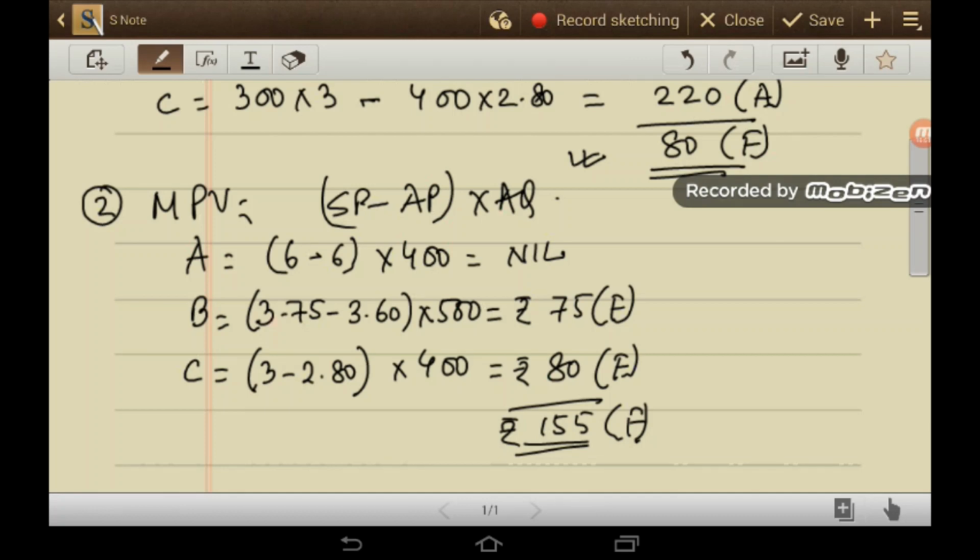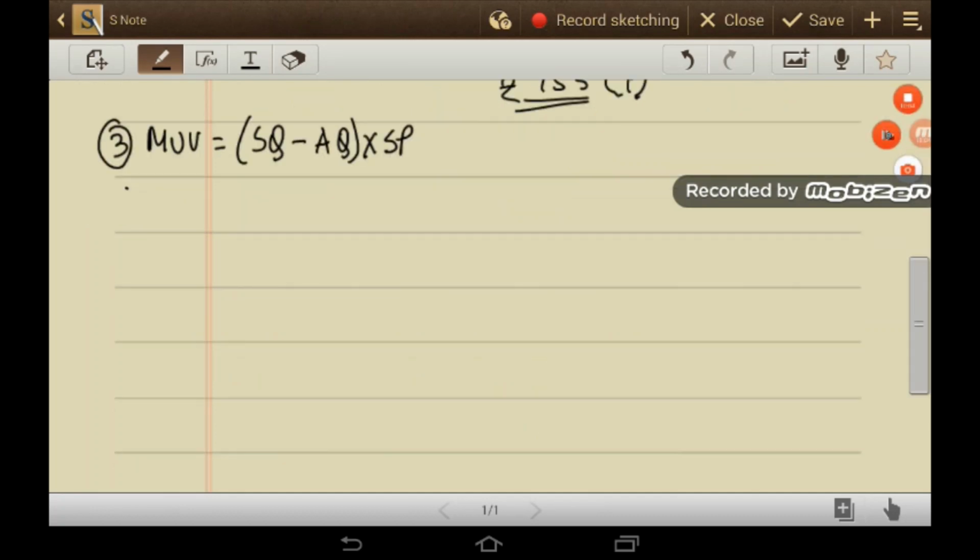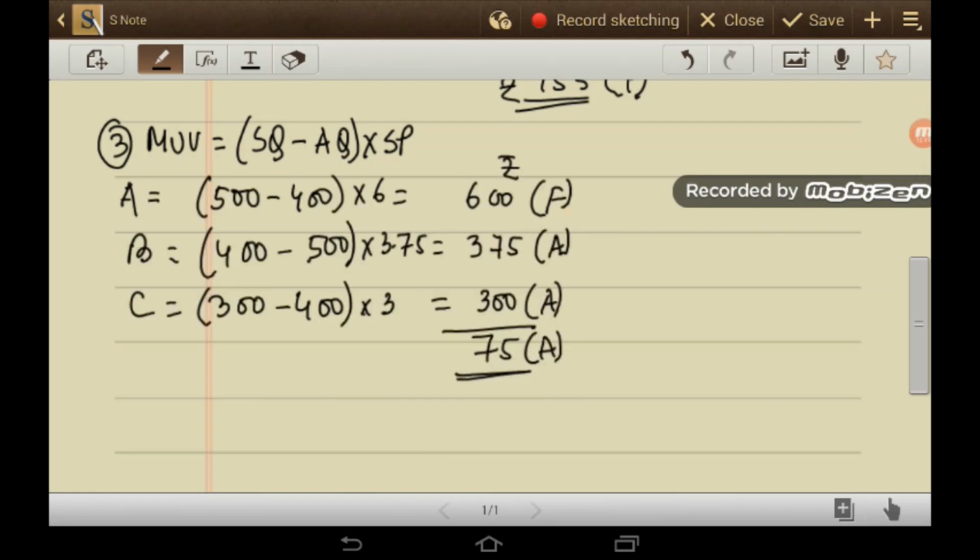The third is the material usage variance. Material usage variance is given by the formula SQ minus AQ into SP. So material usage variance for A is 600 rupees favorable, for B it is 375 adverse, and for C it is 300 adverse. We have just put the values of standard quantity for ABC, actual quantity for ABC, and the standard price for ABC. So material usage variance is 75 adverse.